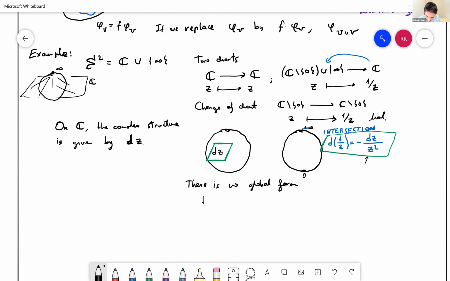So somehow here I can say dz on C. Now I'm going to put between quotes this thing, on Z minus 0 union infinity. And in the intersection I have actually dz versus minus dz over z squared, because this is what it is. So I won't be able to get a global one form, but still the complex structure is well defined, because I have these local 1-0 forms giving me the same complex structure because they differ by a function.